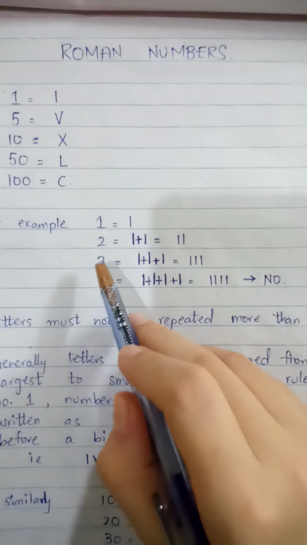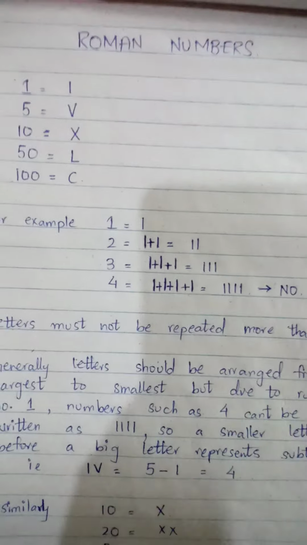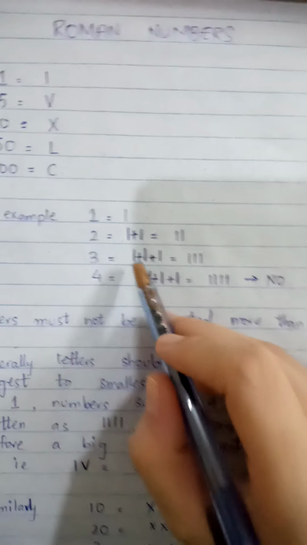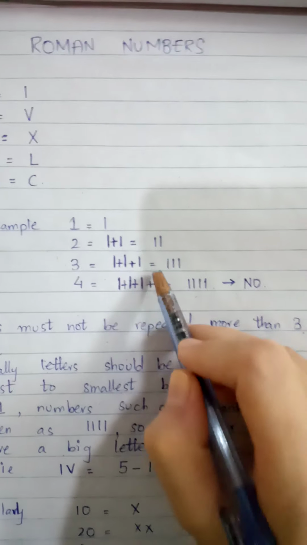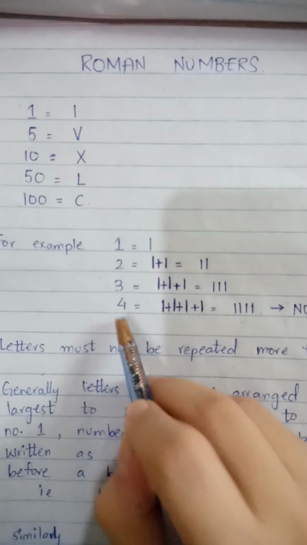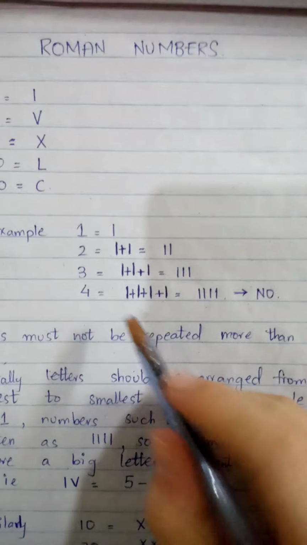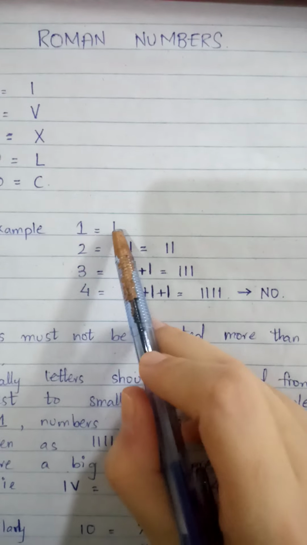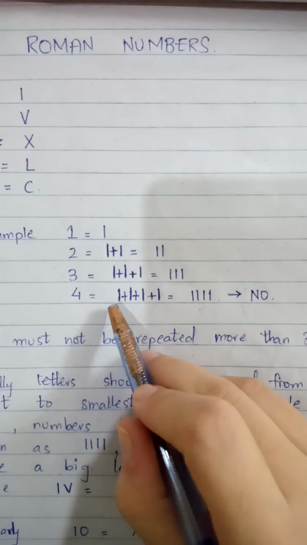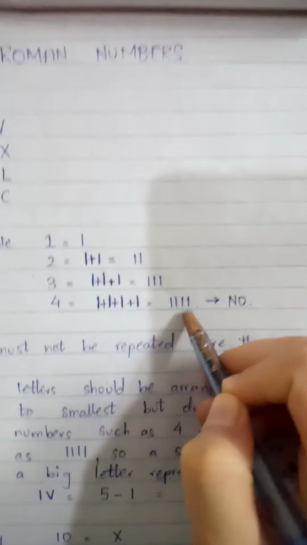Then comes 3. As we know, 3 is 1 plus 1 plus 1, and I know that 1 is equal to capital I. So I will follow the same rule here. Capital I plus capital I plus capital I makes 3 capital I's. When I come towards 4, 4 is equal to 1 plus 1 plus 1 plus 1, and as I know that 1 is equal to capital I, I write capital I plus capital I plus capital I plus capital I, which is 4 capital I's. Will I do that?